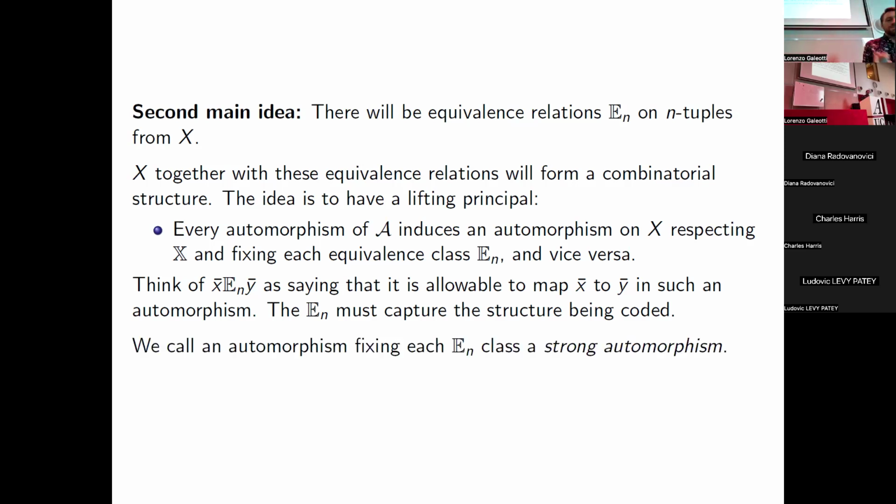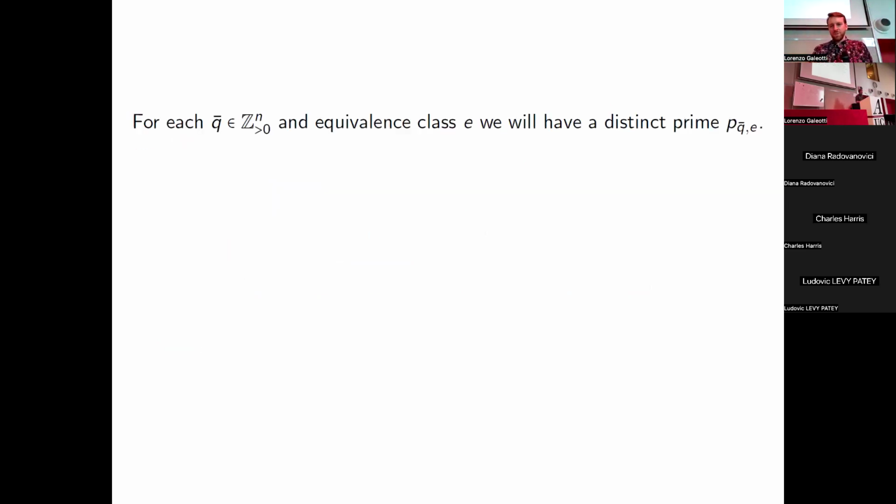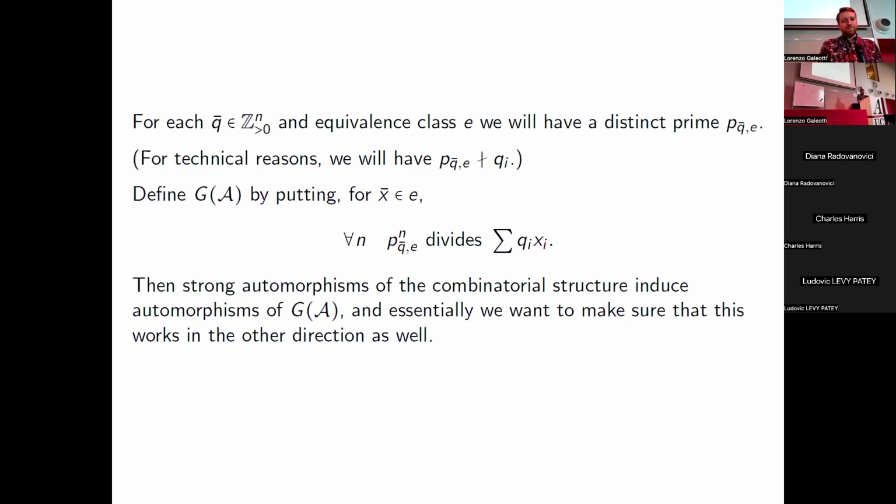So we're going to maybe just distinguish from an automorphism, right? For an equivalence relation, an automorphism just respects the equivalence relation. What we're asking for is a little bit stronger, that we're actually fixing each of these equivalence classes. But maybe we'll call this a strong automorphism. So we need to add some divisibility relations in. So we're going to pick a bunch of primes. These should all be distinct for every tuple of integers and every equivalence class. And there's some technical conditions to make things work out.